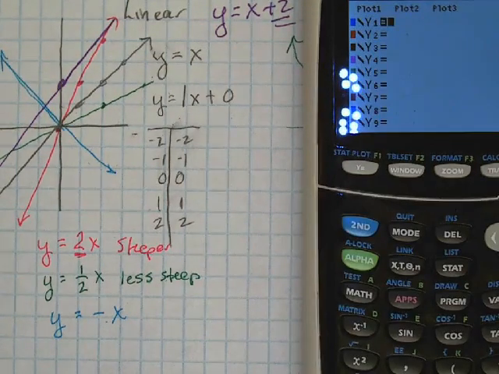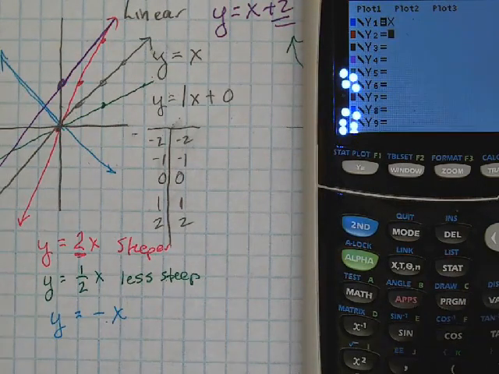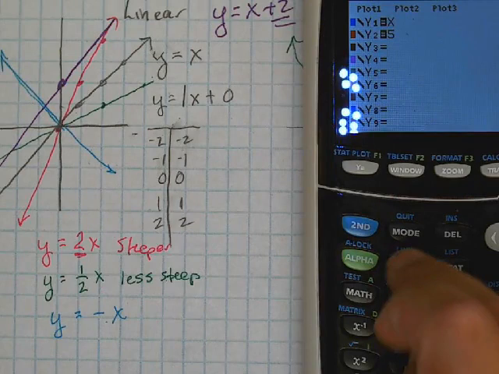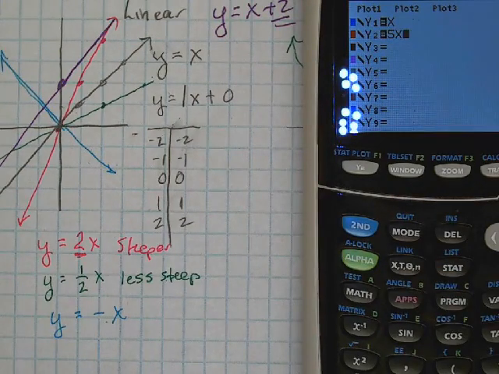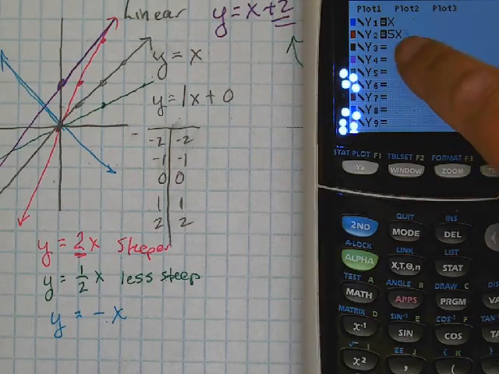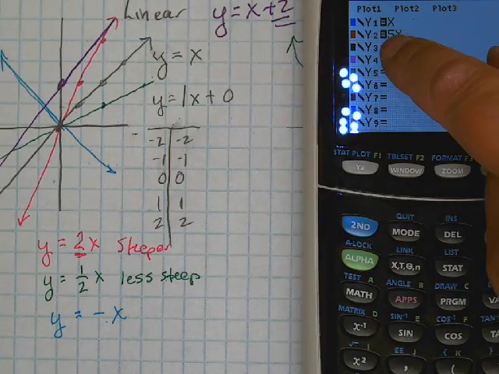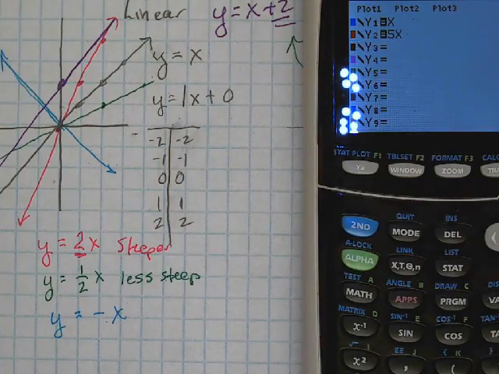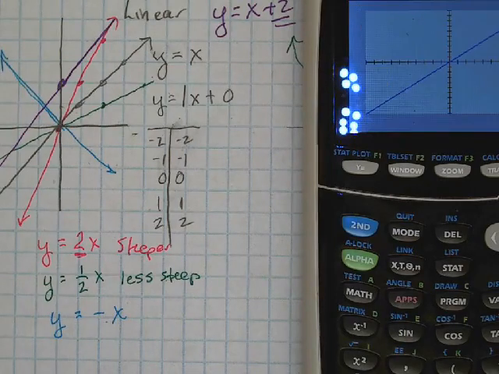So push y equals again. This time, let's go down and put a second one in. So let's try 5x. What should happen on this one is it should make this line steep. In fact, it's going to take every x value and multiply it by 5 to get the y value. So let's graph it and see what happens. There's y equals x, and there's y equals 5x. You see how it got steeper.